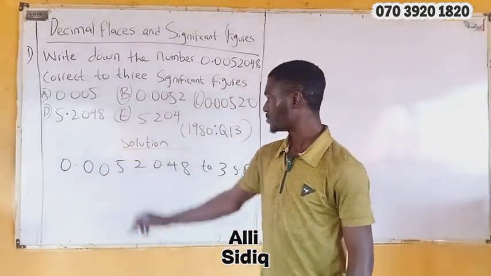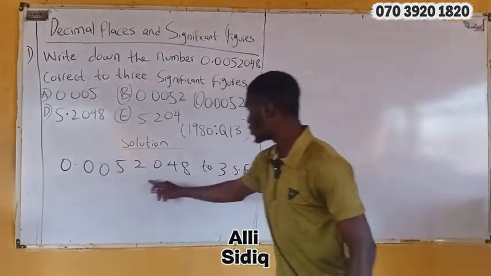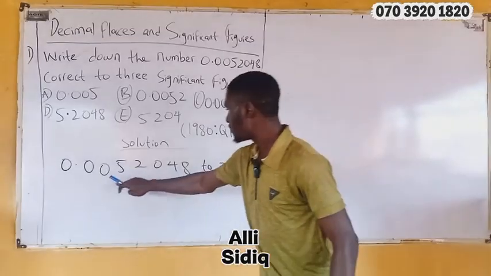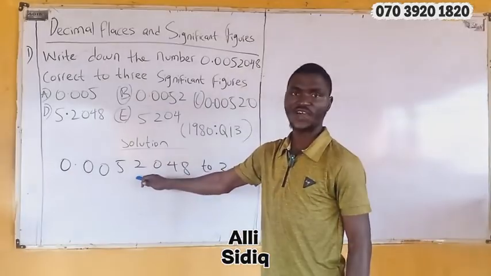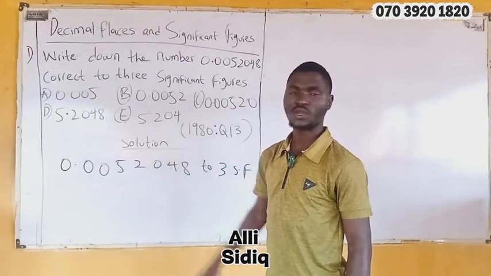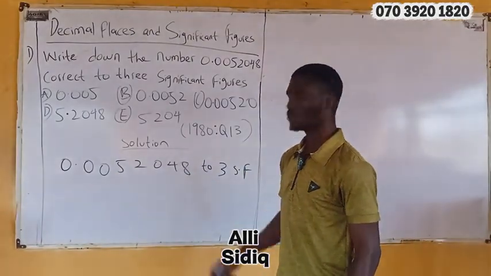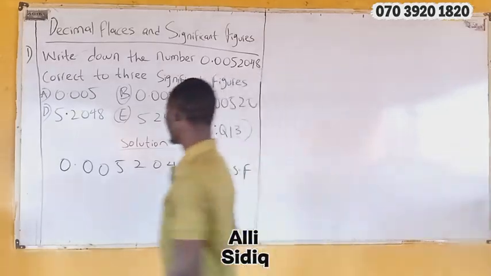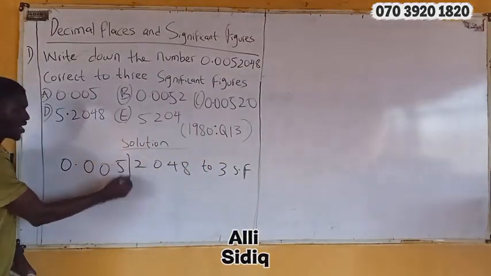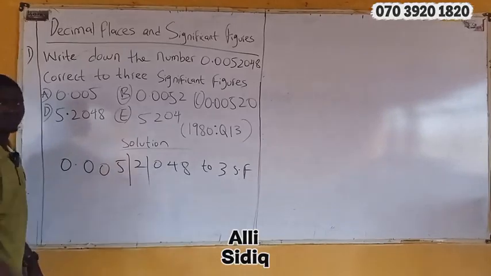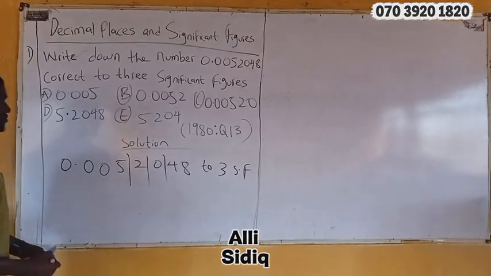non-zero. According to this figure, what's your first non-zero? We have 5. Now, let's take it to 3 significant figure by drawing our boundaries. 1, 2, 3.